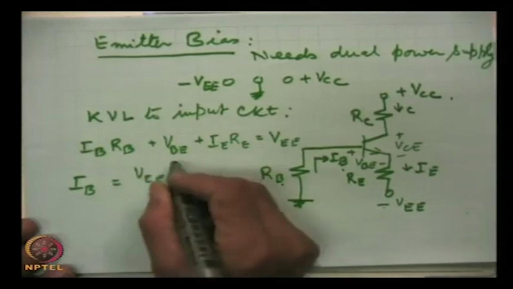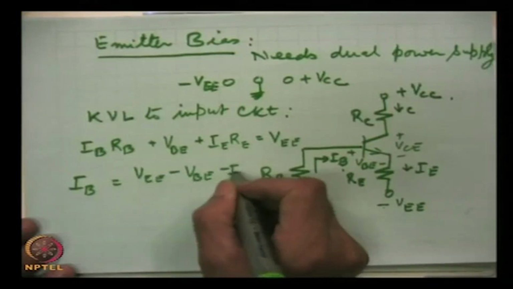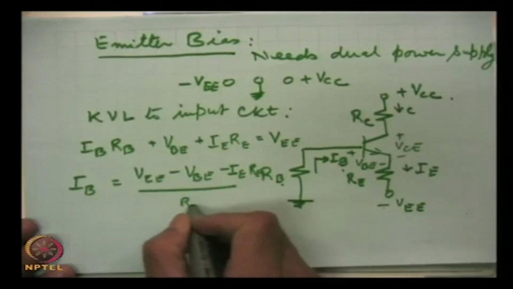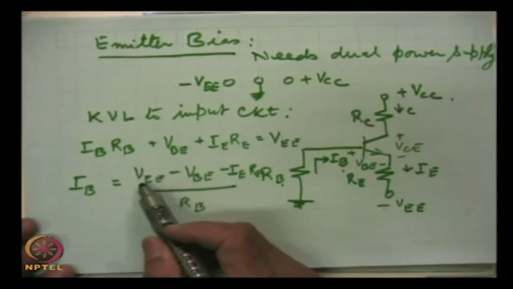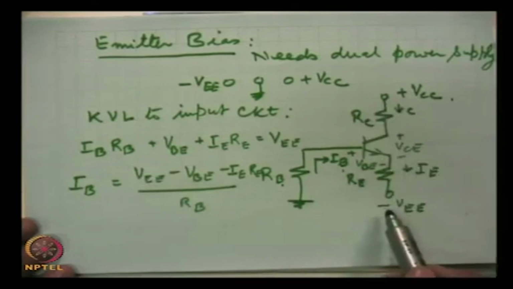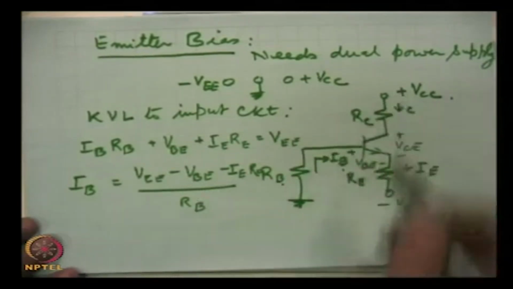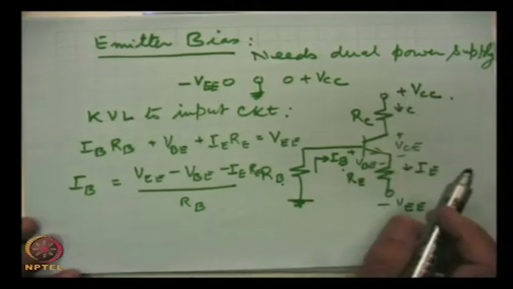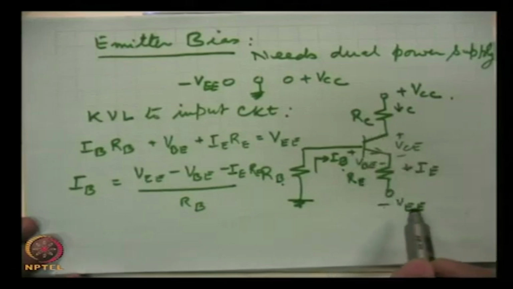the magnitude VE, and minus IE RE divided by RB. This voltage is very small in comparison to this voltage. These two voltages may be equal, which are normally used like that, but there is not a necessary condition. These two voltages may differ also, one may be 12 volts, other can be 9. But normally, as I said, equal magnitudes of VCC and VEE are used.